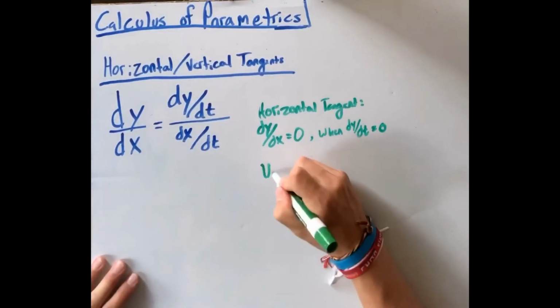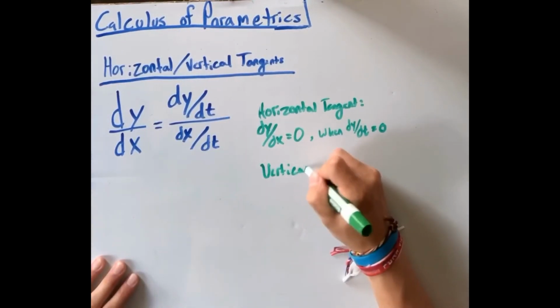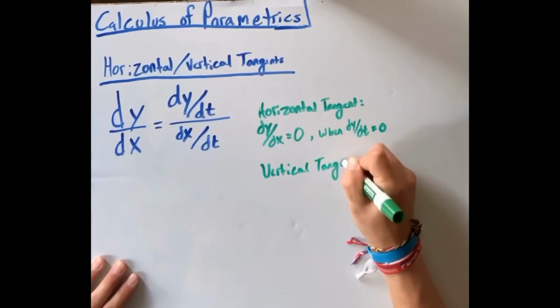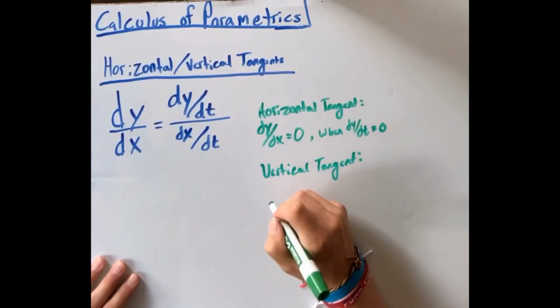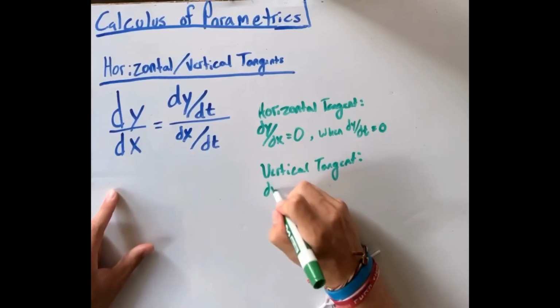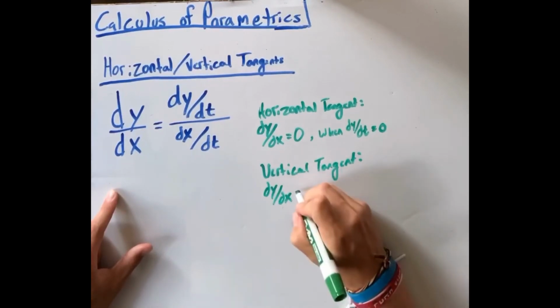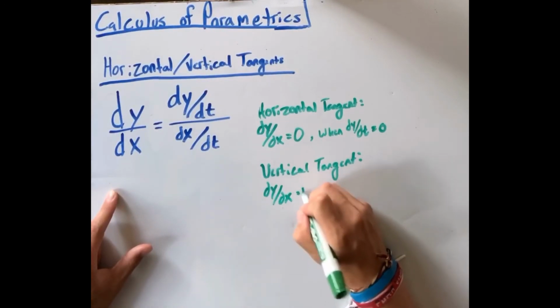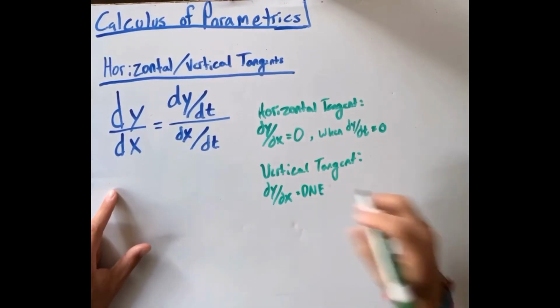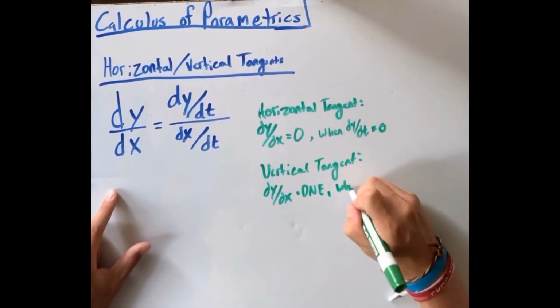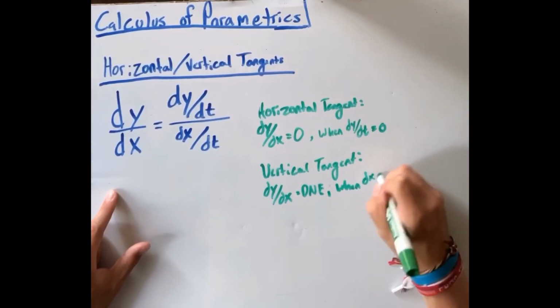And then a vertical tangent is going to occur when the first derivative doesn't exist, or dy/dx doesn't exist. And that's only going to occur when dx/dt is equal to 0.